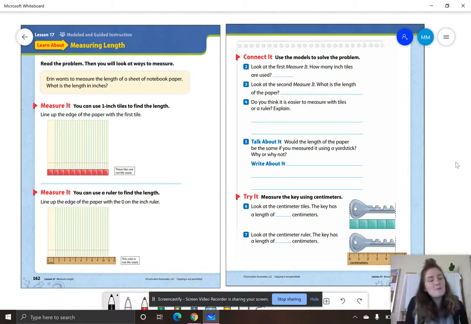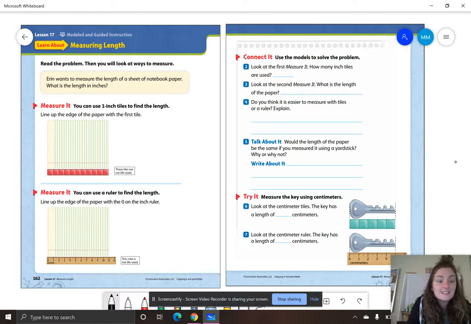All right, page 162 says read the problem, then you will look at ways to measure. Aaron wants to measure the length of a sheet of notebook paper. What is the length in inches? The first thing we could use is 1-inch tiles to find length. To measure that, we would lay the piece of paper flat on a flat surface, not a bumpy surface, and we would line up the edge of the paper with the first tile.